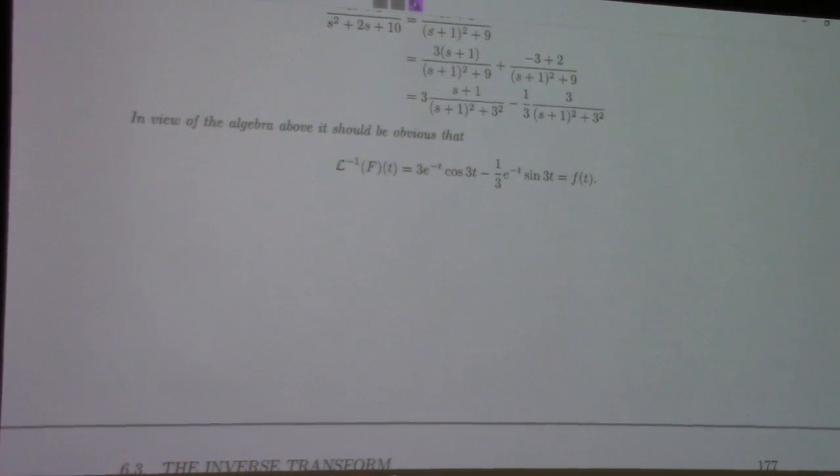I guess what I'm trying to say is, for this chapter of the notes, look for strategies, don't necessarily look for details. All right?